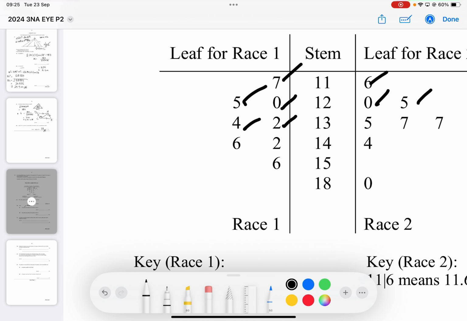Middle means I want to divide them into 2. Then I know where the middle is. If I have 8 entries, I divide by 2. So there will be a faster 4 and a slower 4. 1, 2, 3, 4 is the faster group. 1, 2, 3, 4 is the slower group. So the median is the middle of this, between the 4th and the 5th. Okay? So my median actually happens here.